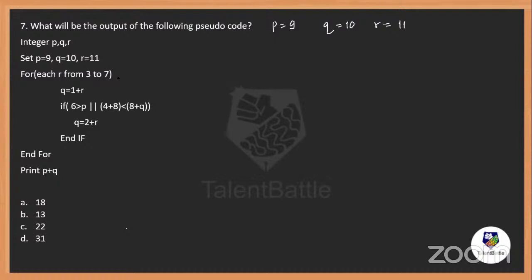For each R from 3 to 7. See, so from here, this is the scope of the for loop. Inside the for loop, we have one statement to check, then if condition to check. If the condition is true, expression to solve, and end if, like this. So according to the iterations, one by one, when the value of R is equals to 3, we are calculating Q is equals to 1 plus 3, that will be 4. Then we will check if condition. 6 is greater than 9, this is false. Or 12 is less than 8 plus Q. 8 plus Q means 4, that is 12, again false.